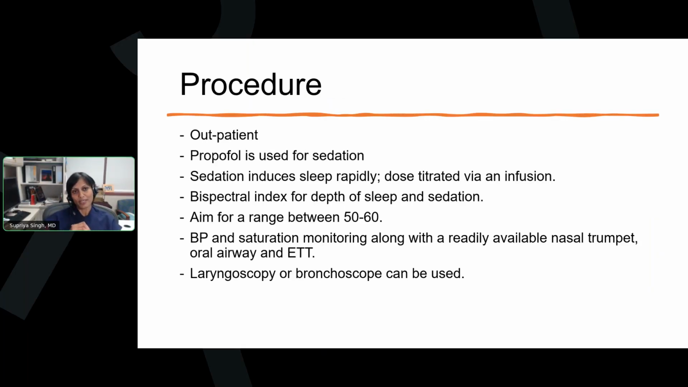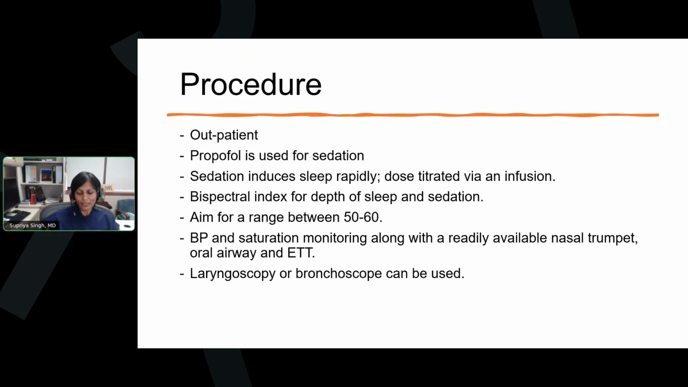The way this procedure is done, it's an outpatient procedure. We typically use propofol for sedation because propofol is quick on and off, and it induces sleep rapidly. We use a target-controlled infusion, so we use a drip. And the bispectral index, or the BIS, is what we use for the depth of sleep as well as sedation. So it is the poor man's EEG, basically. That's why we utilize it. And the aim is to have a range between 50 to 60. Normally, when we are awake, our BIS will be 90 and above. So we are aiming for some sort of sleepiness where the BIS will be between 50 to 60.